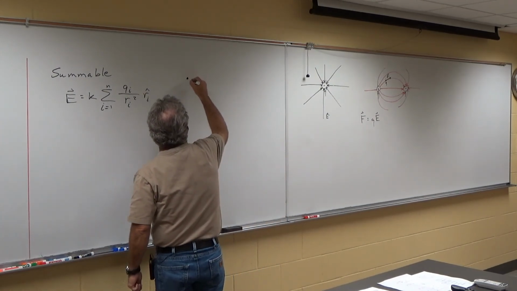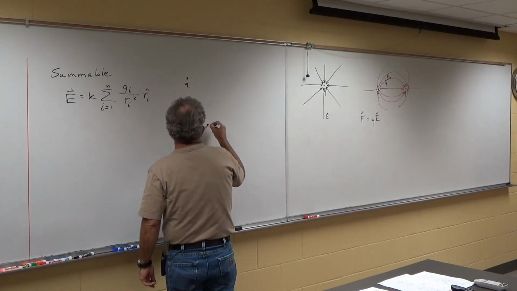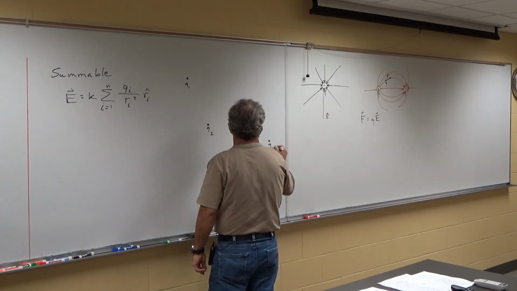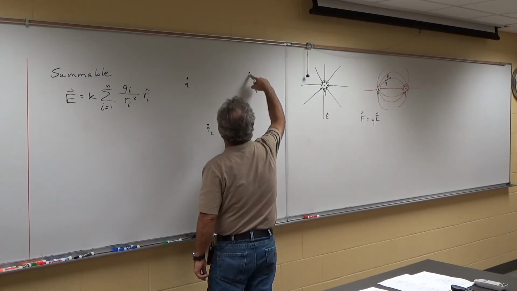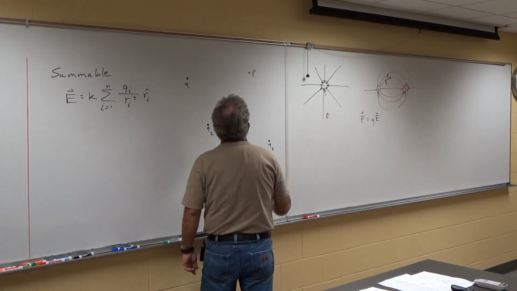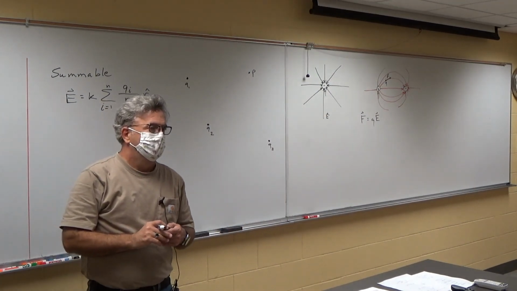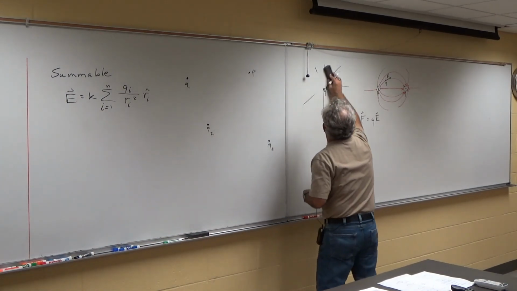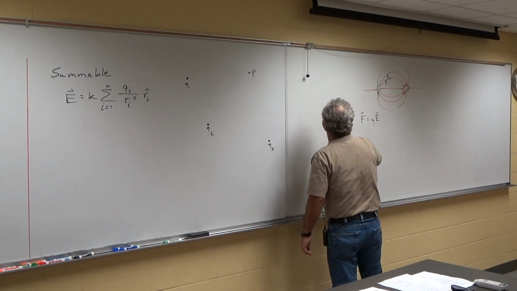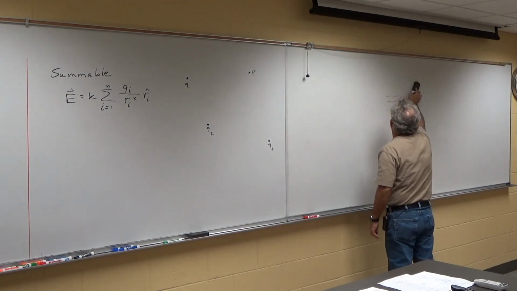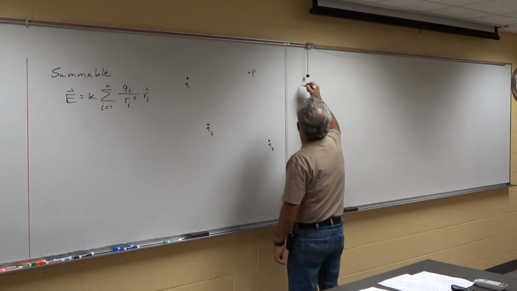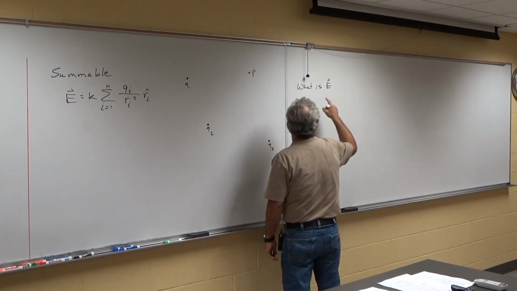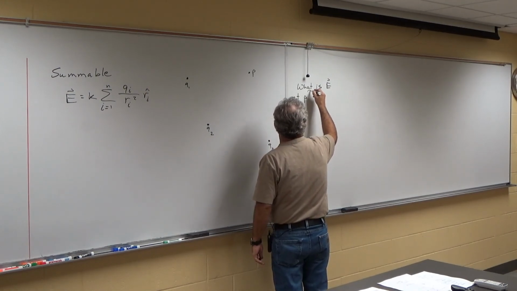So here's Q1, here is Q2, and maybe over here is Q3. And I'm out here at some point. This is not a charge. This is some point in space P. And the question is, what is the electric field at P? What is E? It's a vector at P.